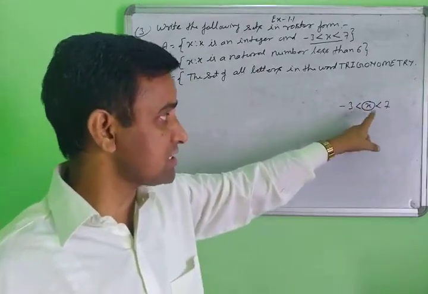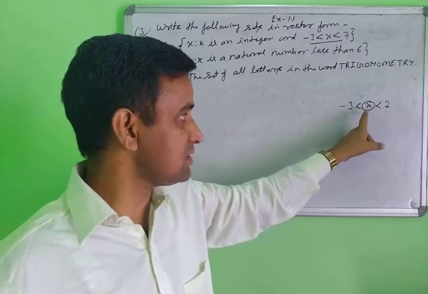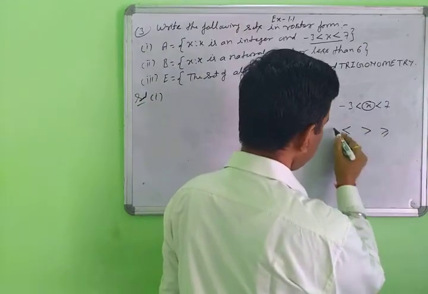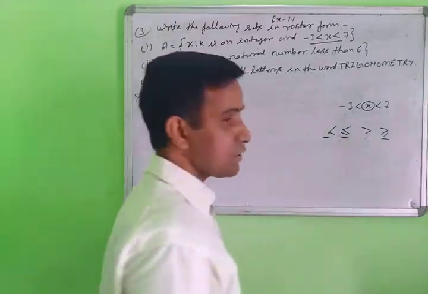This is the inequality symbol. Symbols like less than, less than or equal to, greater than, greater than or equal to are called inequality symbols.